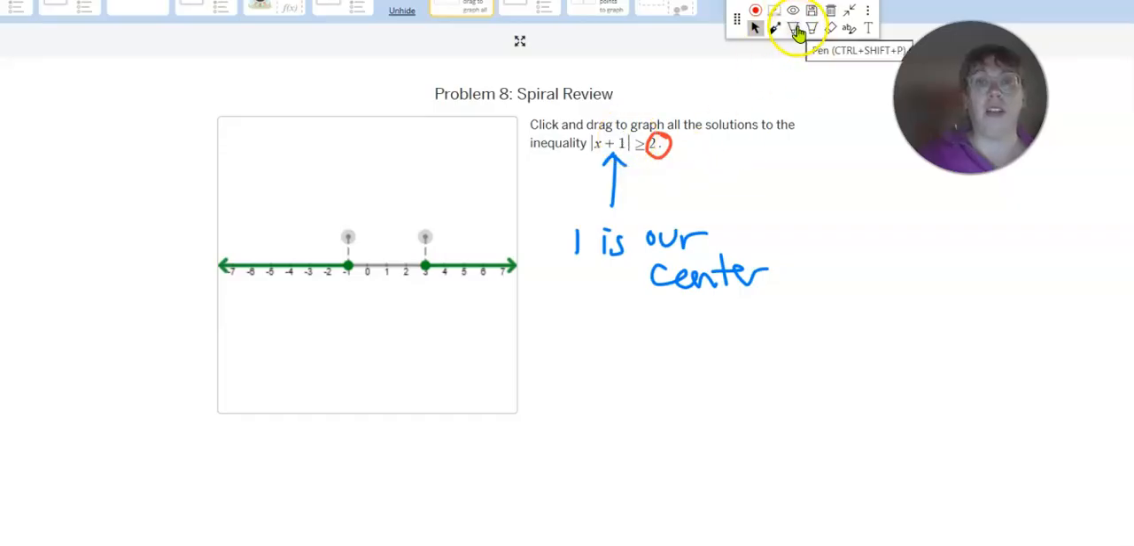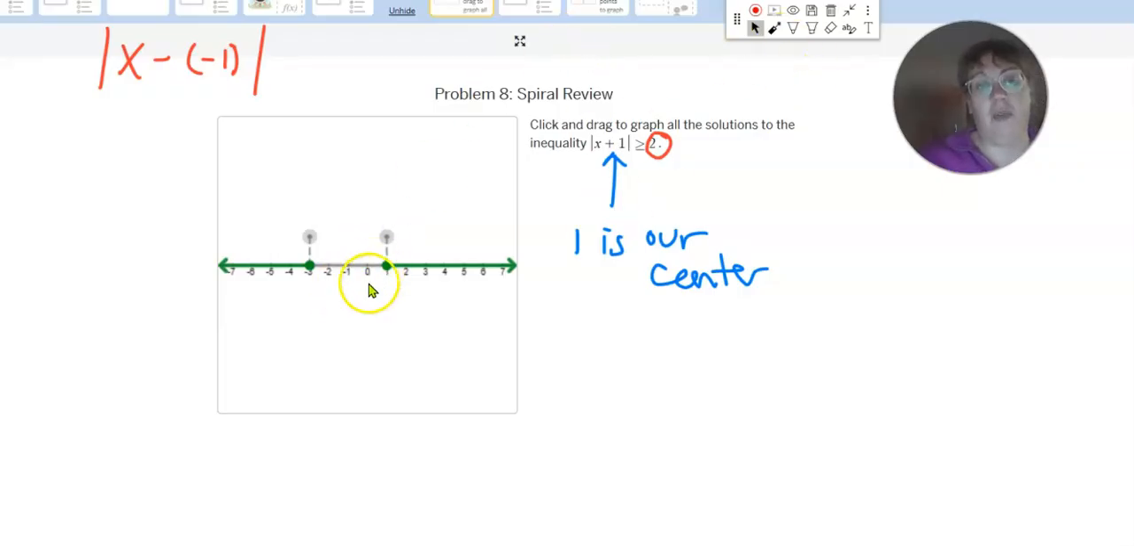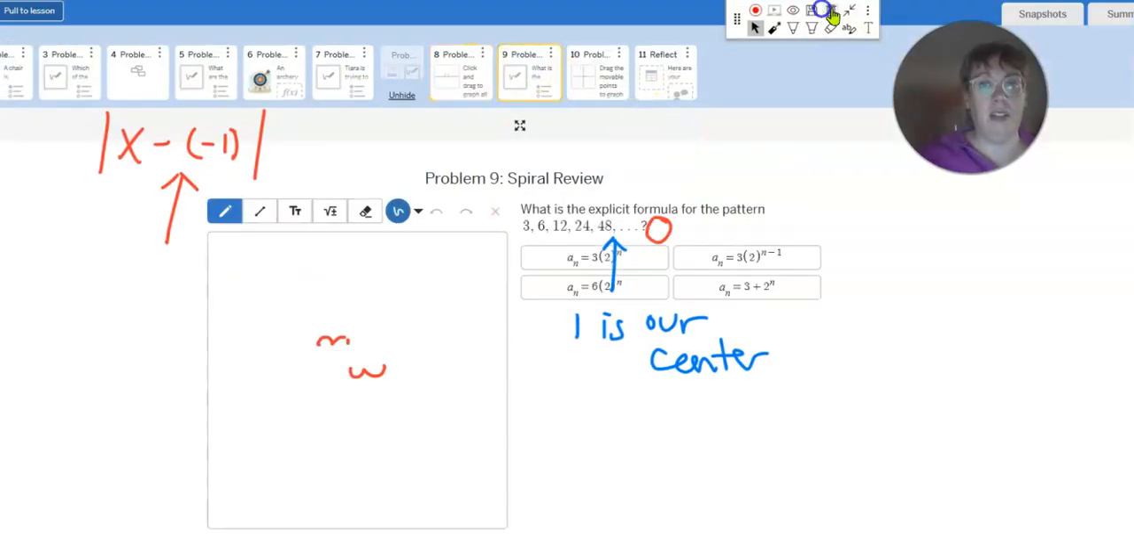Oh, hold on. 1 is not our center. It's negative 1. I'm so sorry. So remember, it's the distance x minus a negative 1. So from negative 1, 2 to the right gets us at negative 3. And 2 from negative 1 is a positive 1. So when we see a plus sign in there, we have to remember it was actually minus a negative, which made it a plus. So it's the distance from negative 1 is 2 to the right and 2 to the left. Beautiful. Okay, let's go to the next slide.